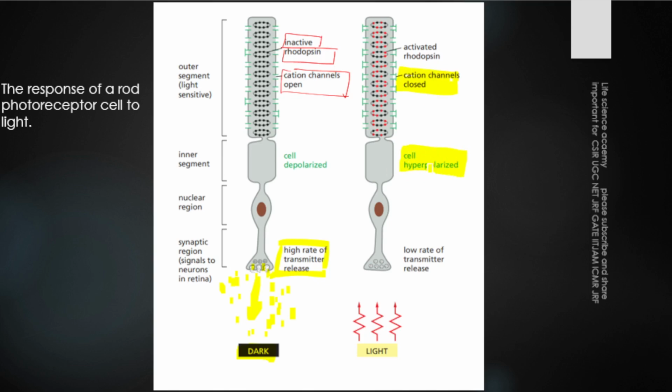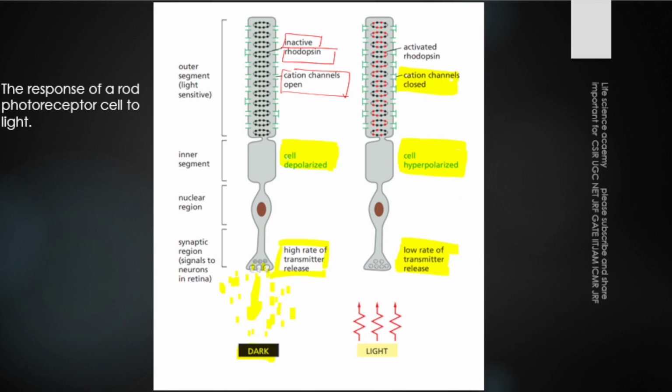In case of dim light, what happens in the rod cell? Here, the rod cell is hyperpolarized rather than depolarized. In normal condition, depolarization is occurring, so the neurotransmitter is released at a higher rate. But in case of dim light, there is a hyperpolarized cell. In the hyperpolarized condition, the rate of neurotransmitter release is low, or you can say inhibited. Why? Because the cation channels are closed.